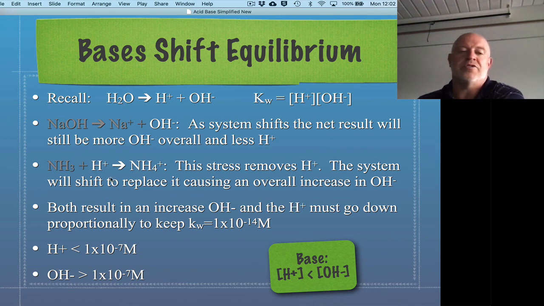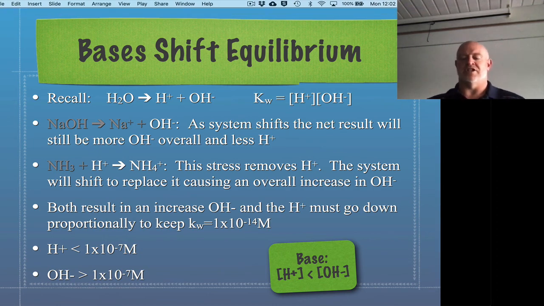So no matter how we stress it, both ways of stressing it, it ends up being that H+ is less than 1 times 10 to the negative 7th, and OH- is greater than that, okay? Or always for bases, the shift is to less hydrogen ions and more hydroxide ions, okay? So that kind of gives you an idea of how these things shift these equilibriums.